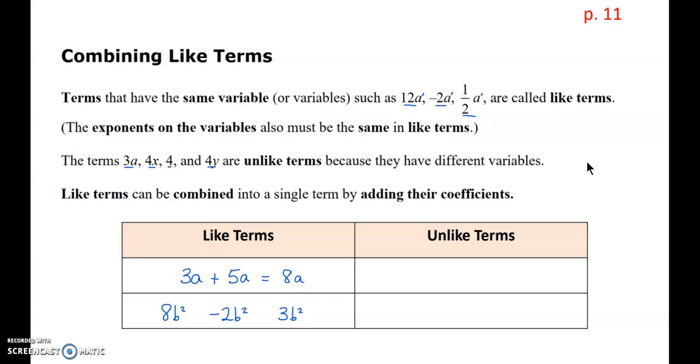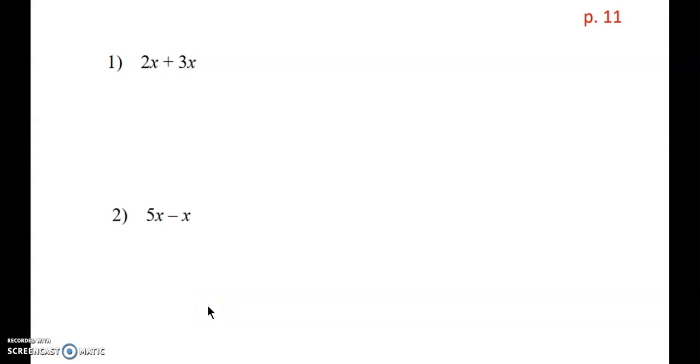So the variable must be the same and the exponent of the variable must be the same. You cannot combine b with b squared. So unlike terms would be, for example, b squared and 8b. Even though they have the same variable, the exponent on the variable is different. Same thing goes if you have 3a and you have 3c. The variables are different. Therefore, these are unlike terms. So let's simplify these expressions by combining the like terms.